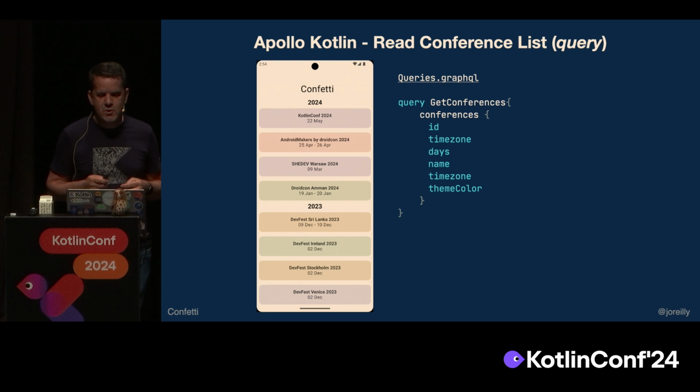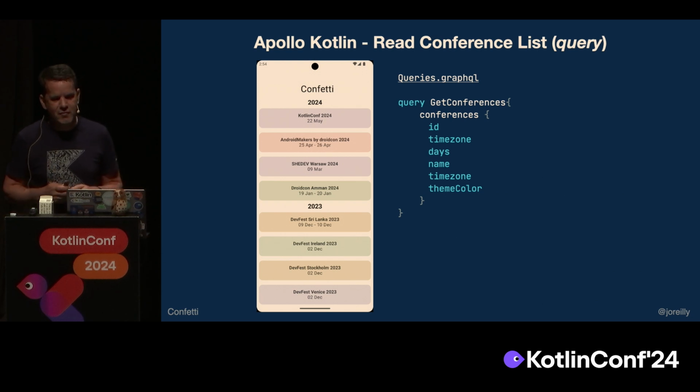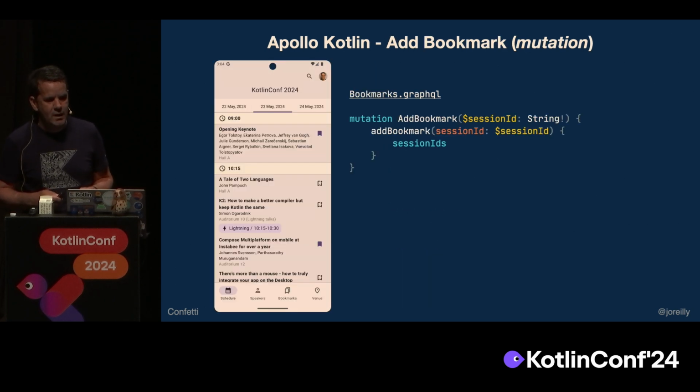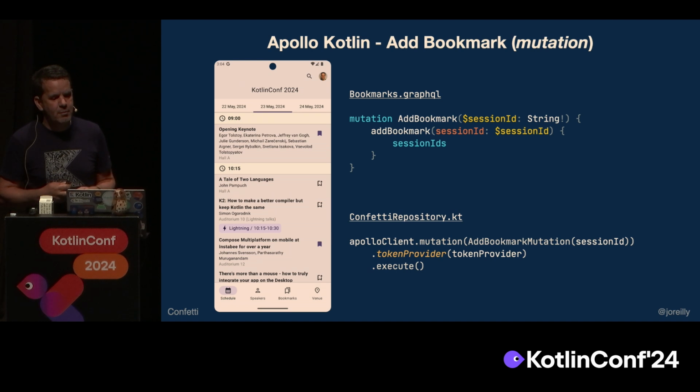And showing a few examples of its usage. Firstly, for retrieving the list of conferences. Shown here is the GraphQL query that this is based on. And then use of the Kotlin code that Apollo generated to execute that query. The conference data class referenced here is also generated by Apollo based on what we specified in the query. And then this is what's known as a GraphQL mutation, where we update data in the backend, in this case adding a bookmark for a session. And again, we make use of the Apollo-generated code to perform that mutation.